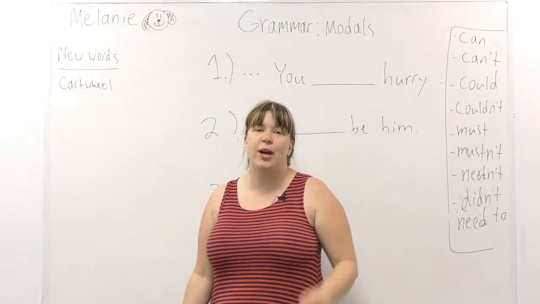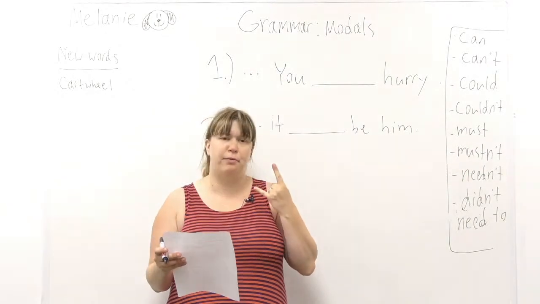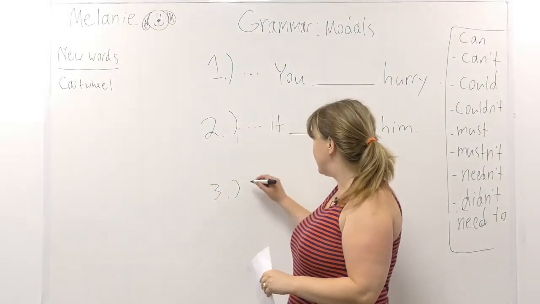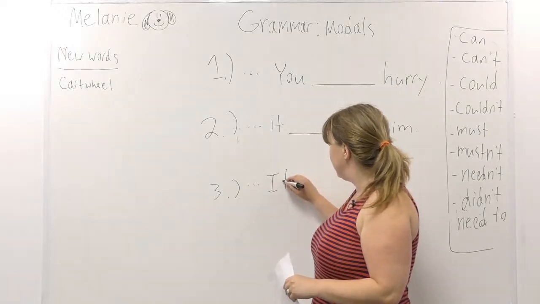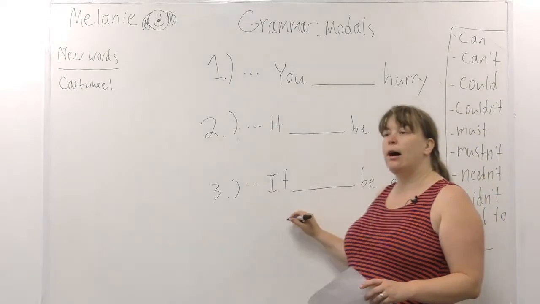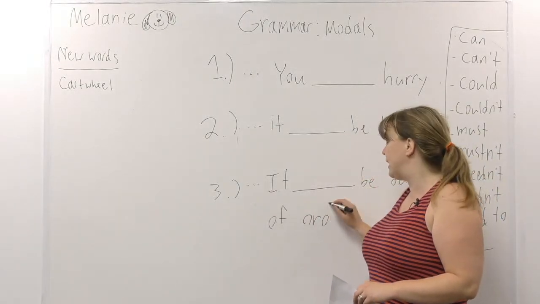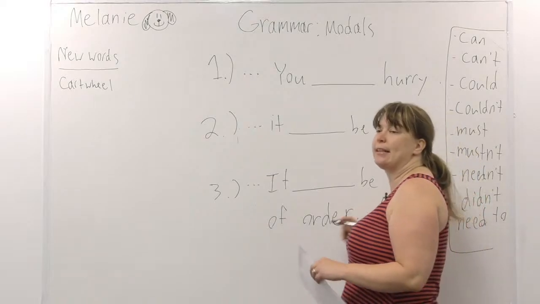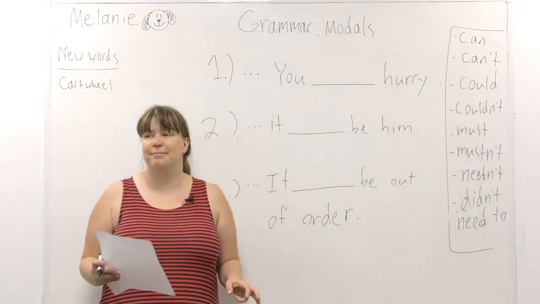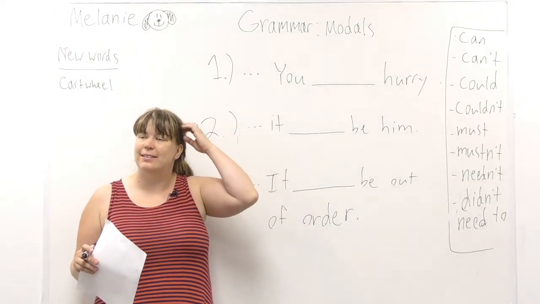So let's say you're trying to make a phone call. Oh, I can't get my phone to work. It's blank, out of order. Be out of order. So to be out of order means it's broken. It's not working. Okay. And what's the model that's going to go here?